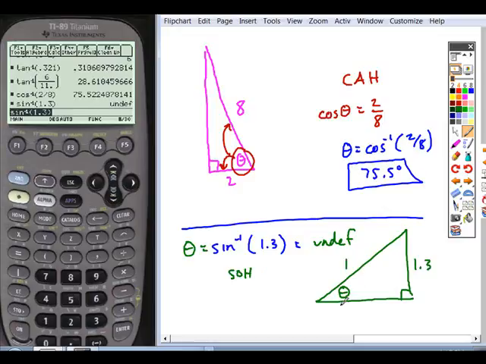What's wrong with it? Good. In a right triangle, the longest side's always going to be the hypotenuse. So the leg can never be like that. So what restriction would have to exist on any sine ratio? Can't be over 1. Okay. What about cosine?